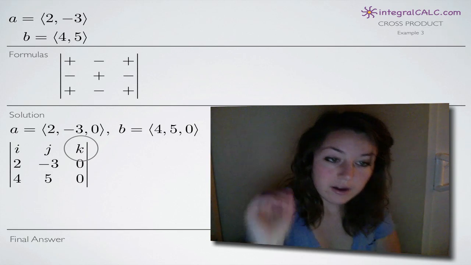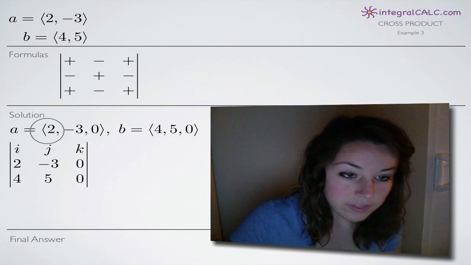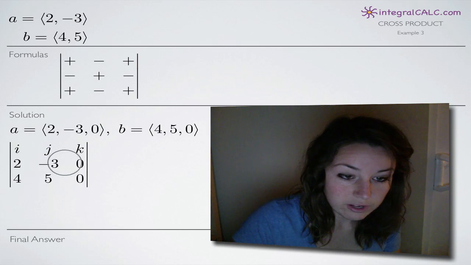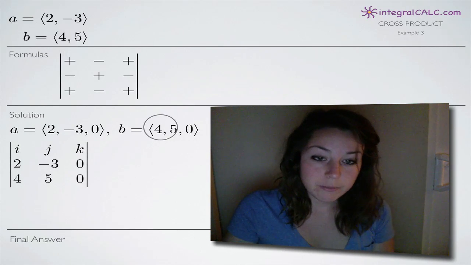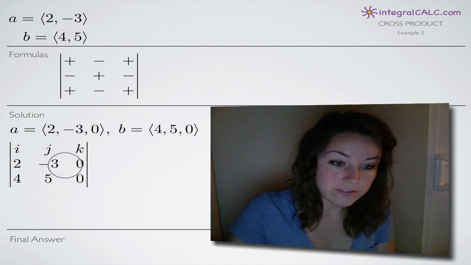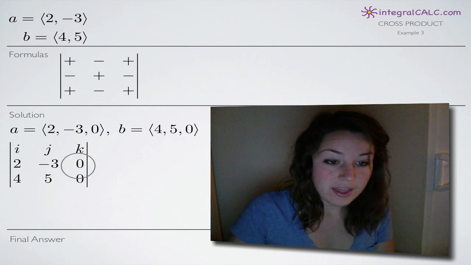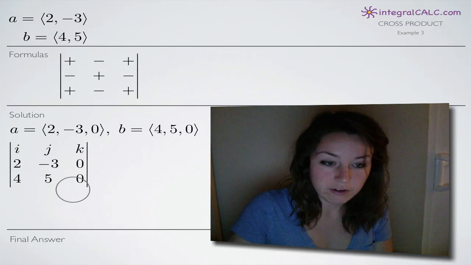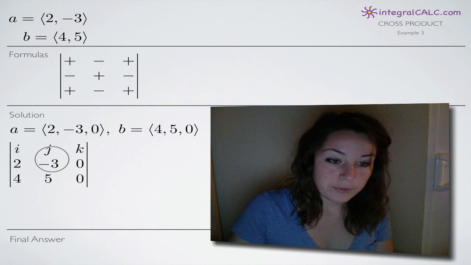And then from there, we go ahead and put the direction numbers in vector a in our second row, 2, negative 3, 0, and the direction numbers in vector b, 4, 5, and 0, in our third row. We always have a first and then b. If we had a third vector, we could go ahead and put it under that. That's how we build our matrix.